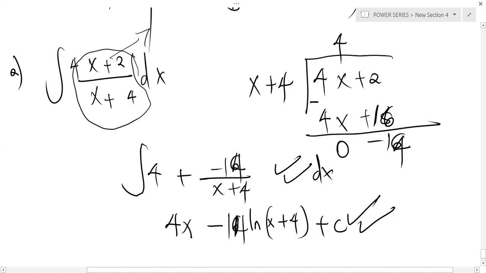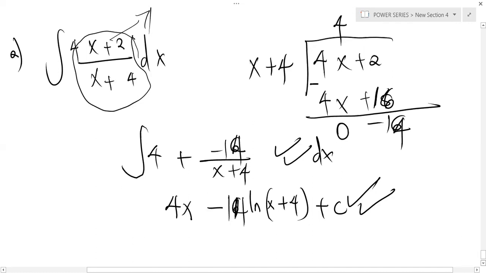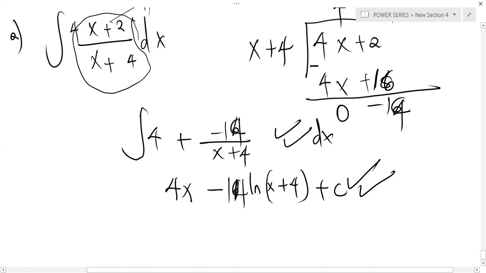So that is it. Only a few were able to get that answer. So note that that's how you go about it. Before you resolve into partial, check. If the powers are the same, then you need to first of all divide. Or if the power in the numerator is higher than the denominator, you also need to divide, because the numerator needs to be lower.